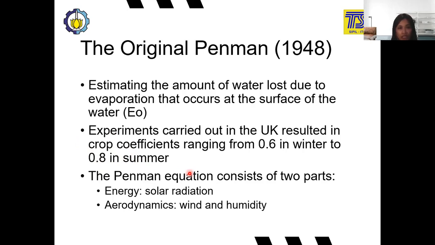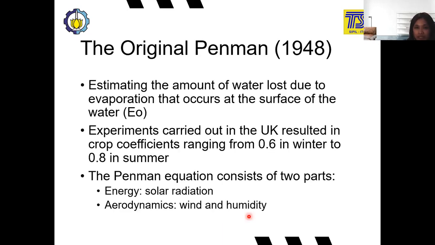Because the Penman experiment was carried out in the UK, which has four seasons, it's quite different from our region, so we cannot use this original Penman method directly. The Penman equation consists of parts of energy based on solar radiation, and parts of aerodynamics based on the wind and humidity. That's why we need to know these three data.